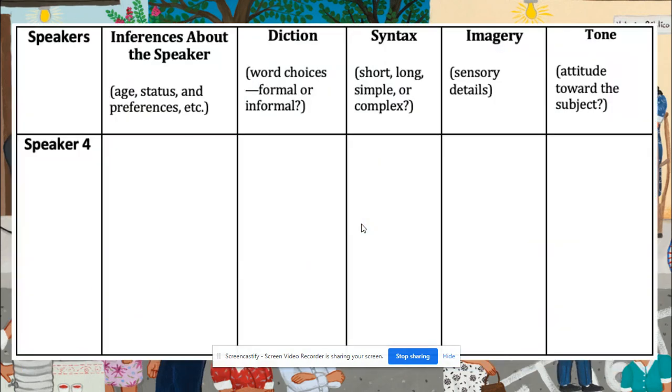All right, so with speaker 4, make your inference. Go ahead and fill out the chart. Make sure that you copy and paste evidence into here to let me know why you've made those choices.